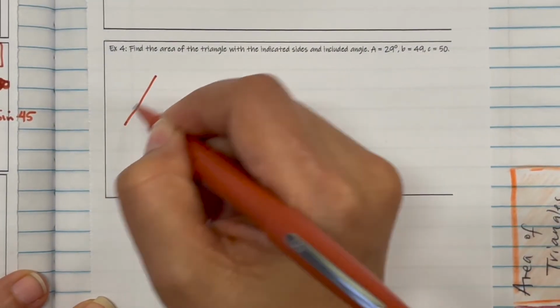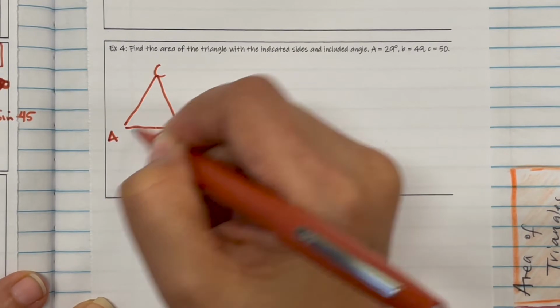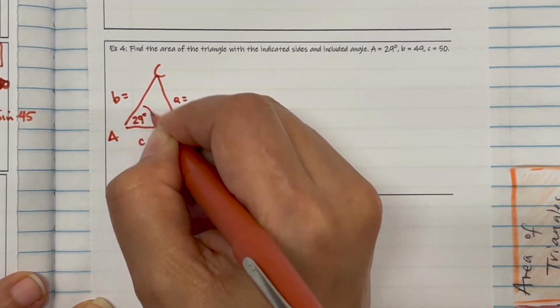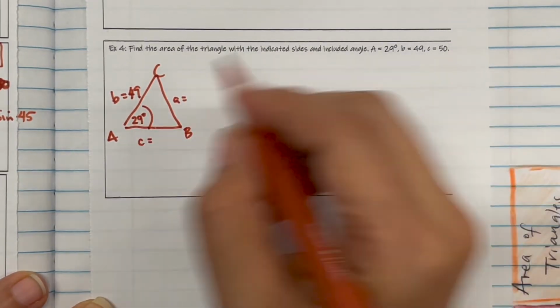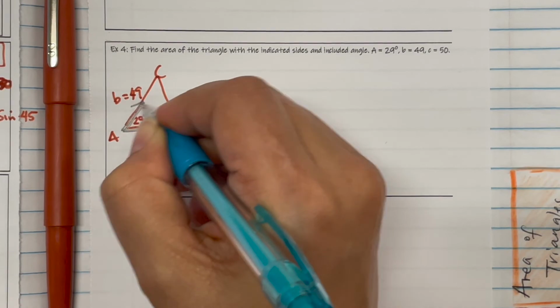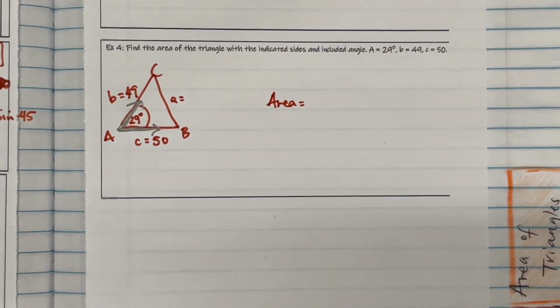We're going to set up the second one. So again, it doesn't matter where you put A, B, and C as long as you go opposite little a, opposite little b, opposite little c. Label your triangle: 29 for capital A, little b is 49, and little c is 50. Again, it is sandwiched between these two sides that I know. So SAS. So see if you can write down the area. Let's practice.